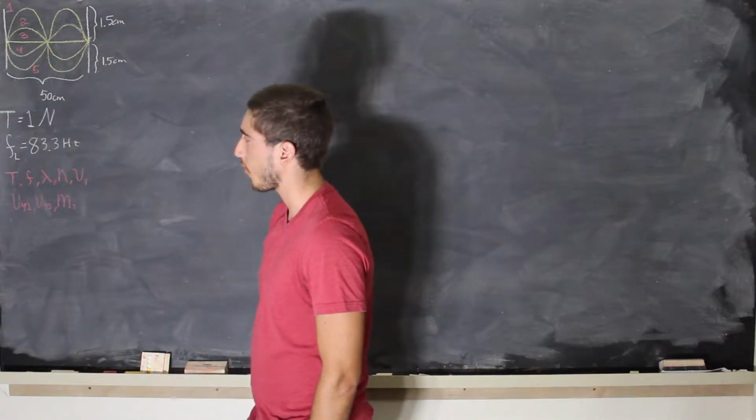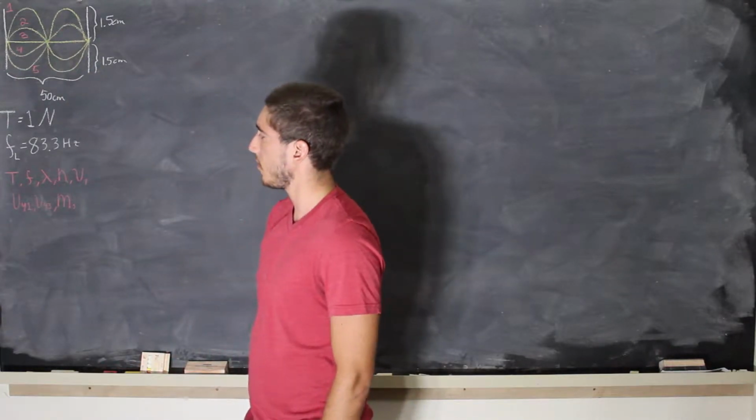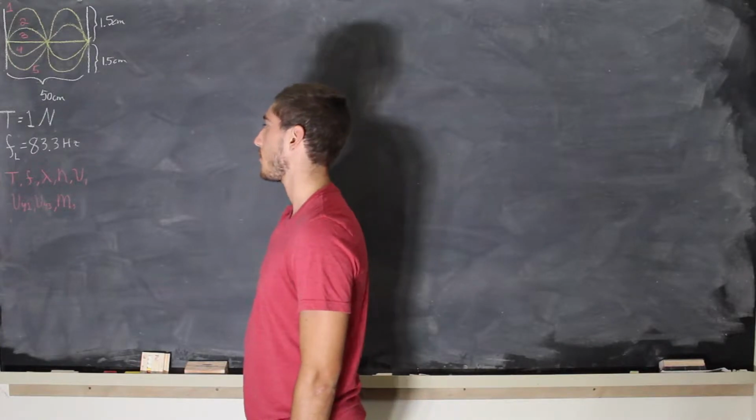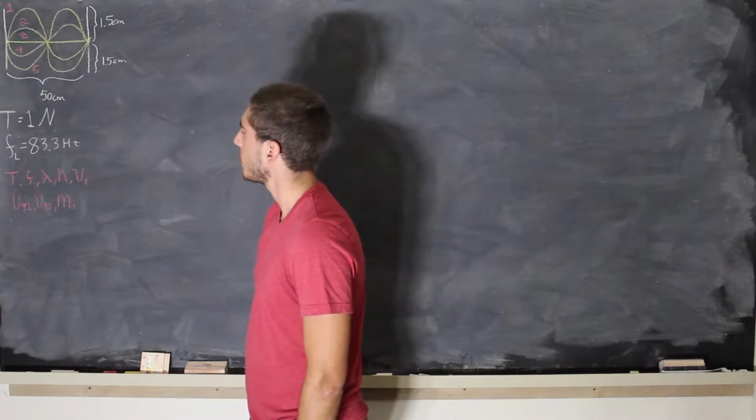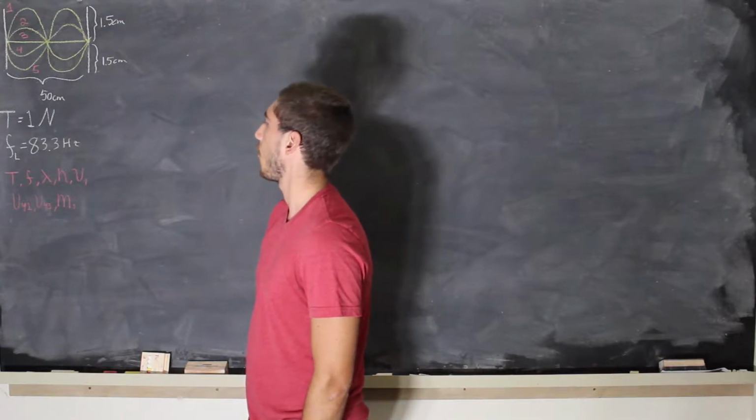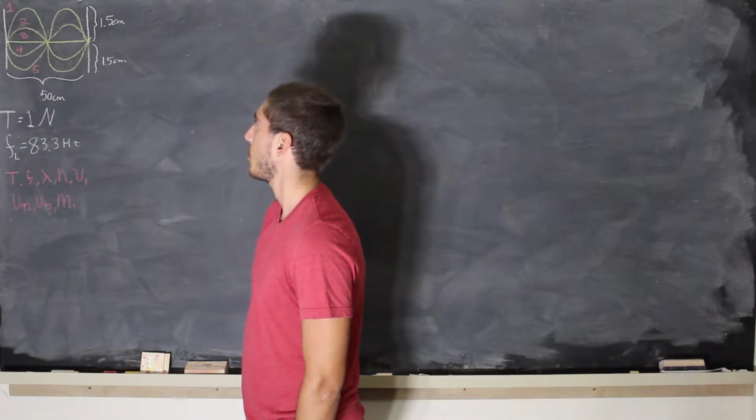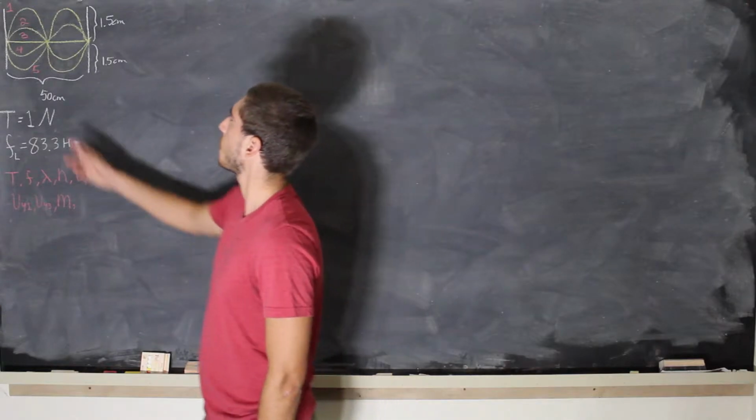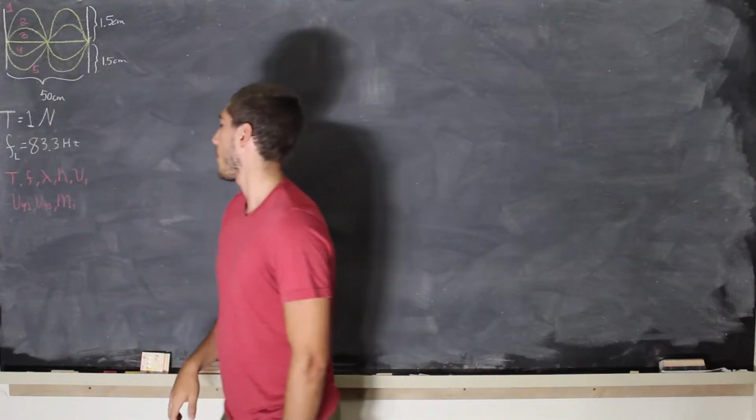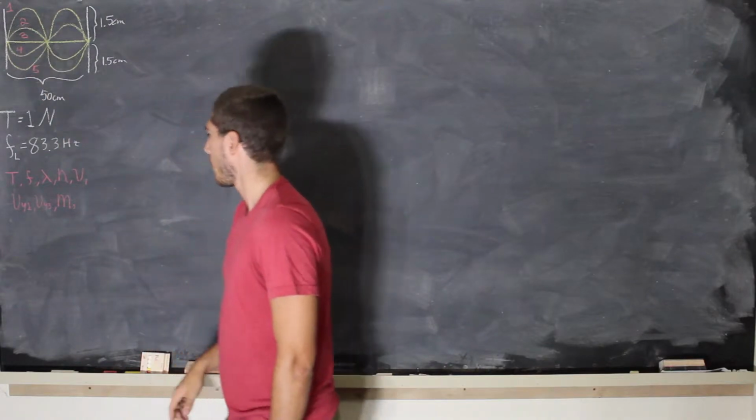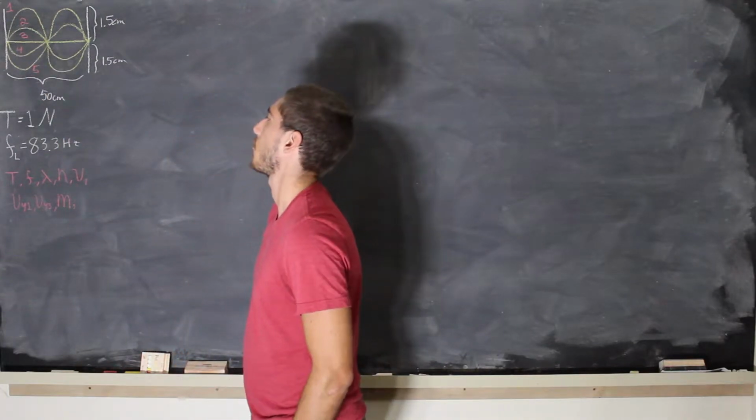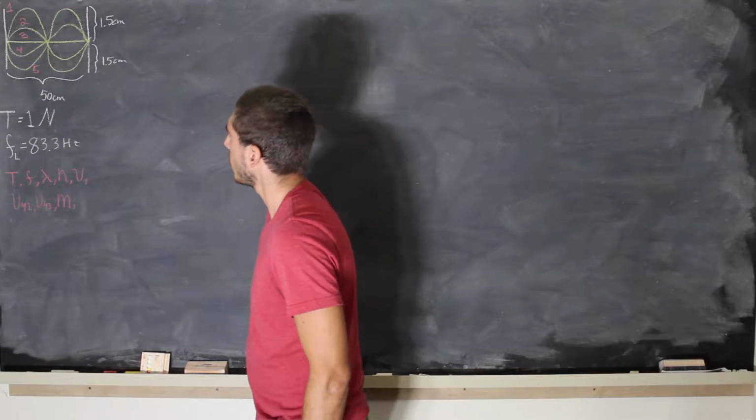What we want to solve for is the period, the frequency, the wavelength, the normal mode, the propagation velocity, v in the y direction at the first interval, and velocity in the y direction at the third interval. And lastly, we want to solve for the mass of the string.